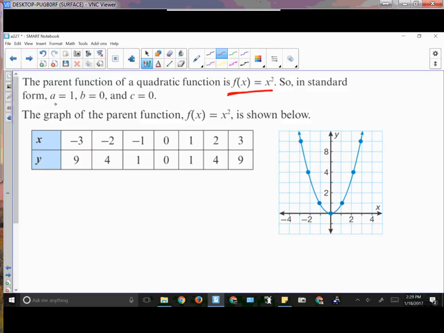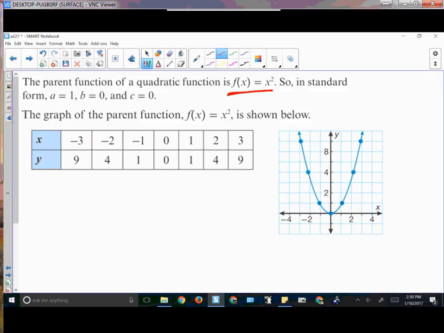Mind you, a is 1, b is 0, and c is 0. When we graph it out, it is going to look like this. That's all it's going to be doing. It's called a parent function. So whenever I see a graph like this, I know exactly what kind of equation it's going to be. It has to be somewhere along the lines of ax squared plus bx plus c.